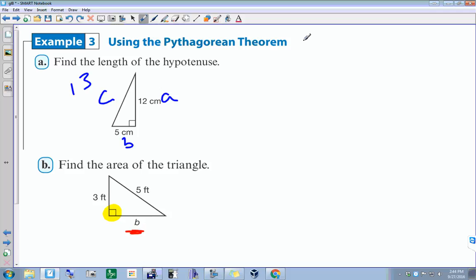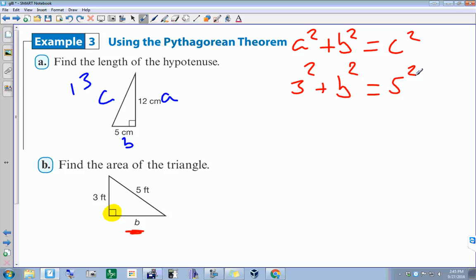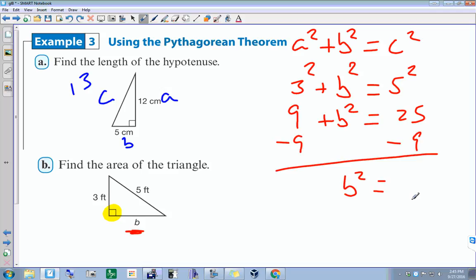So we're going to start off again here with a squared plus b squared is equal to c squared. So if b is there, what's a? 3. 3 squared equal to 5 squared. Okay. So what's 3 squared? 9 plus b squared is equal to, subtract 9, b squared is equal to what? 16. So b is equal to 4. So I know that's 4.